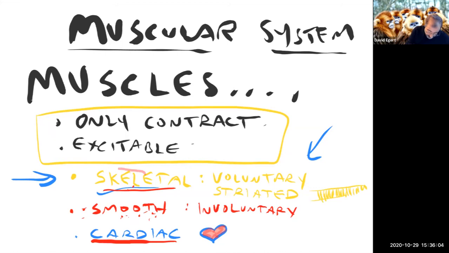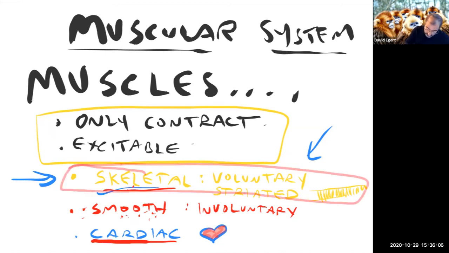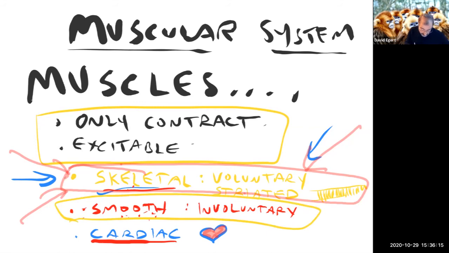So what we're going to do now is we're going to start with this. Before today is done, we will also be spending some time talking about the smooth muscle, but we are going to start by talking about skeletal muscle. And when in your book, when it talks about the muscular system, they're usually talking mainly about skeletal muscles.